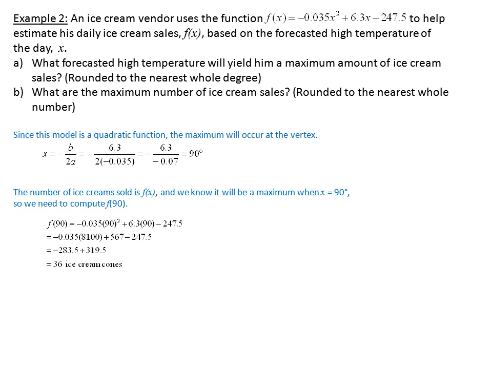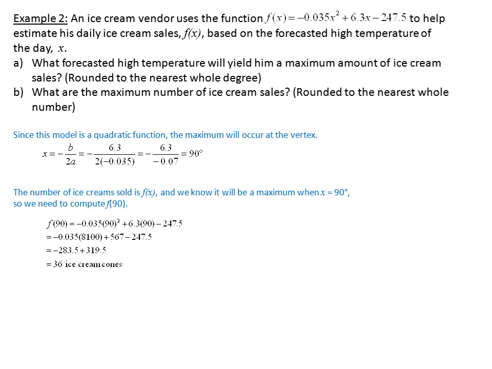An application problem. An ice cream vendor uses the function f of x equals negative 35 thousandths x squared plus 6.3x minus 247.5 to help estimate his daily ice cream sales f of x based on the forecasted high temperature of the day x. What forecasted high temperature will yield him a maximum amount of ice cream sales? We want to round this number to the nearest whole degree if necessary. And then what is the maximum number of ice cream sales? Again, we want to round this to the nearest whole number if necessary.